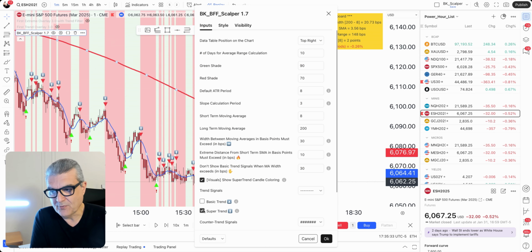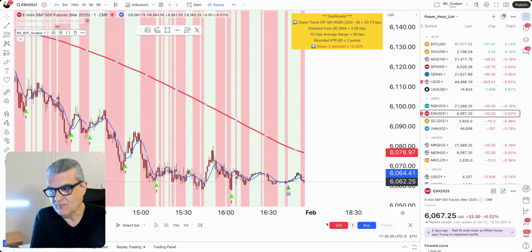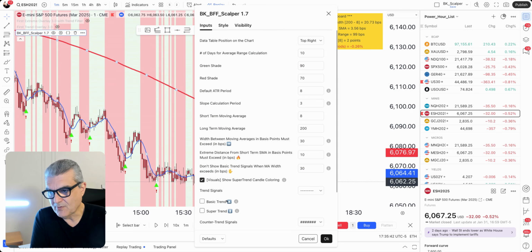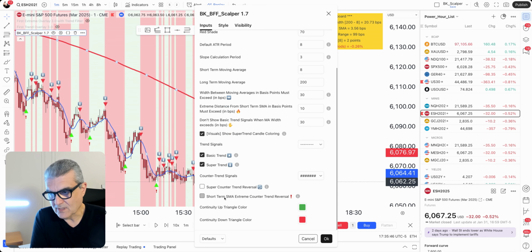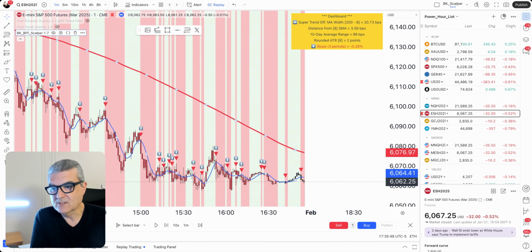If I want to just be a pure trend trader, I can uncheck all of this, this is the counter trend trader. Now I became a counter trend trader and I only take counter trend trades. Or if I want to be a pure trend trader, I'm going to check these and uncheck the counter trends. And now I only have pure trend trades. See? Either way, it's beautiful. You can have both, one or the other, anything you like.